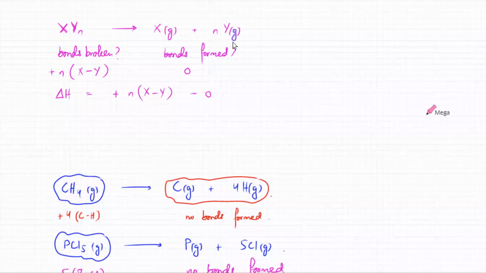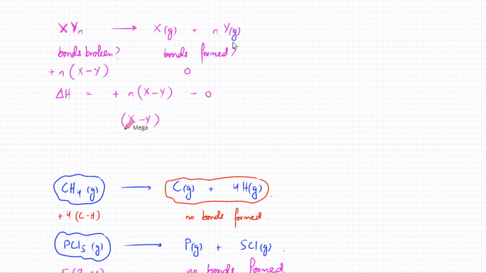So if I rearrange this, the XY bond energy is basically equal to delta H divided by N. That's equal to delta H divided by N. And this is exactly what he was looking for.